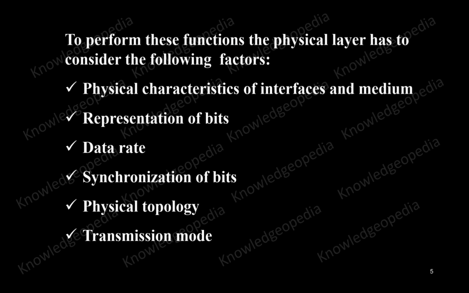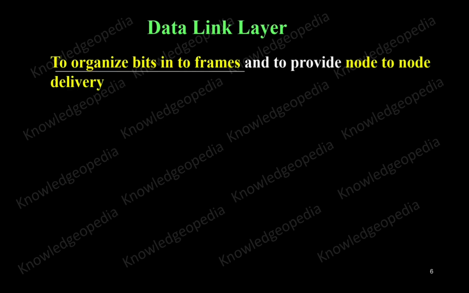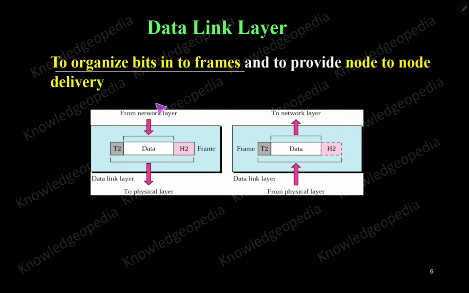Okay, we understood the basic functionality of the physical layer. Details we will discuss in later chapters. Now we'll move to the next layer, that is the data link layer. The function of the data link layer is to organize bits into frames and to provide node-to-node delivery. So the data link layer takes data from the network layer, adds a header and tailer, and gives it to the lower layer, that is the physical layer.